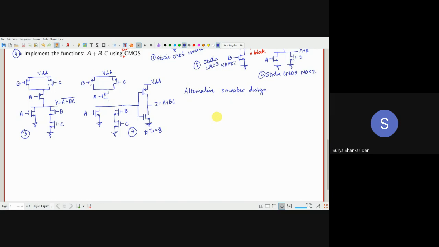Okay. So is there any easier, smarter design than this? Notice that you essentially are looking for A plus BC. So if this is the function, the smarter design. Please note that this is also perfectly correct. The only thing is that I'm trying to find out if there is an easier way of implementing the same function, but with a lower number of transistors. So A plus BC is the function that we require. So all we will do is A plus BC double bar.